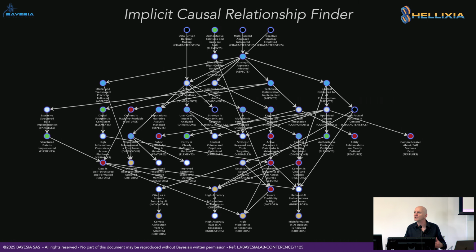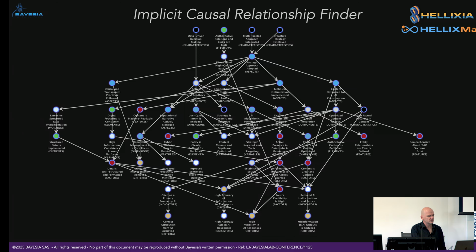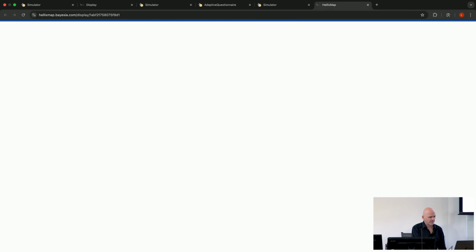So this is what I call the implicit knowledge of these LLMs, right? By using Hellixia, we can identify the causal relationships between the nodes that are being generated by the keywords. And then here we are going to switch now, because a graph like that is not that easy to understand. So I'm going to go to HellixMap.